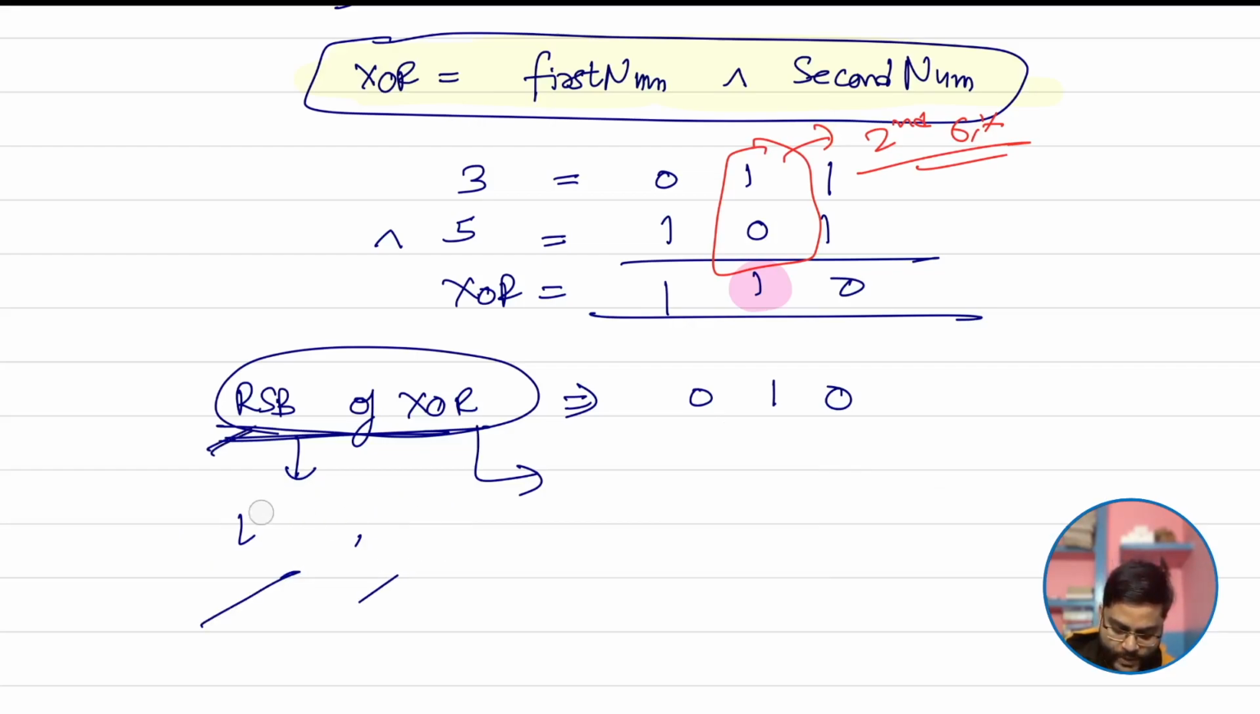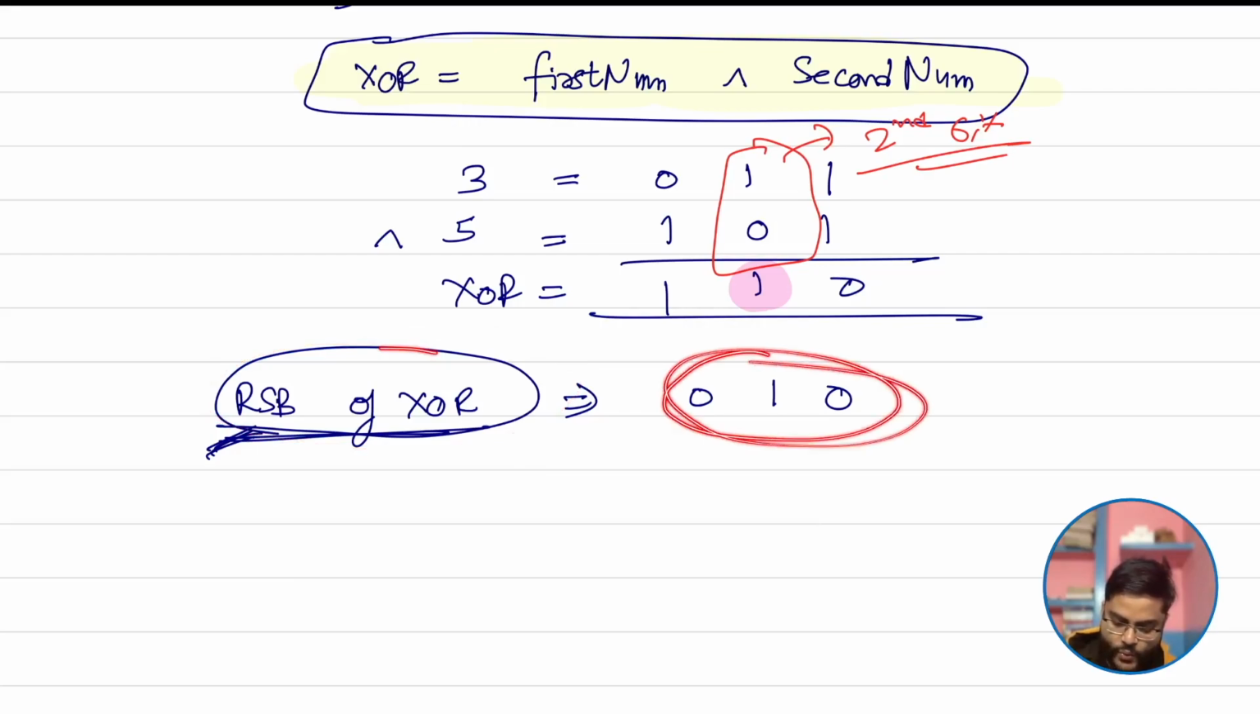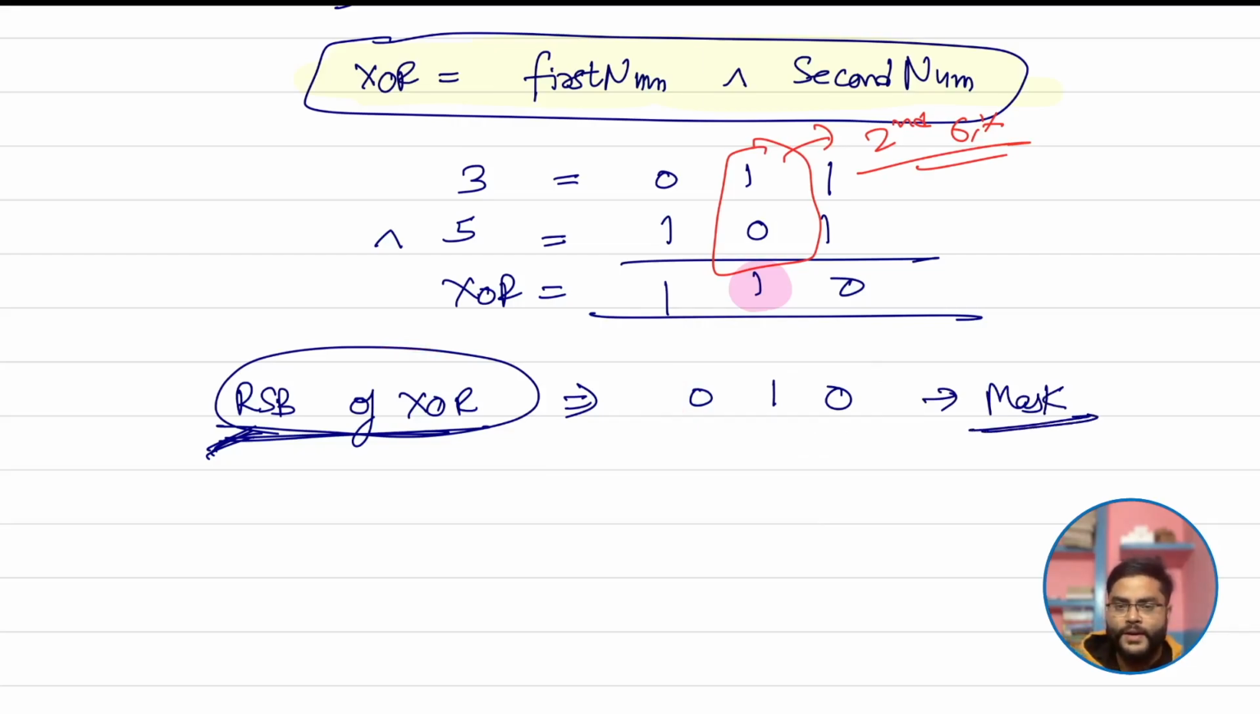So till now, we have found the rightmost set bit of the XOR. We have done the XOR of all the numbers, and now I want to differentiate between these two non-repeating numbers. So I will take the rightmost set bit, which will be 0, 1, 0. We can say this is our mask, the rightmost set bit mask. Based on this bit, which is 1, I will differentiate all the numbers.